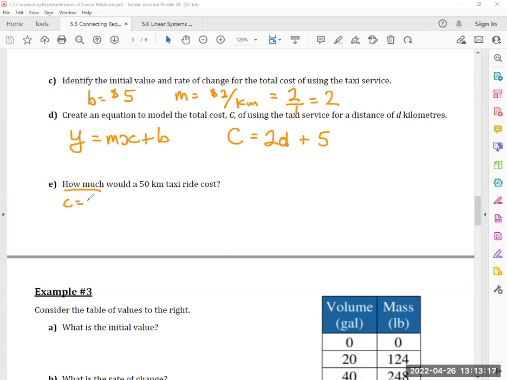In other words, what's the cost with a 50-kilometer ride? So in other words, what's C if D is 50? C equals 2 times 50 plus 5. Find the calculator. So the efficiency of an equation, as opposed to counting and adding a $2 amount every single time, this is the goal. Get an equation, model your story, calculate for it.